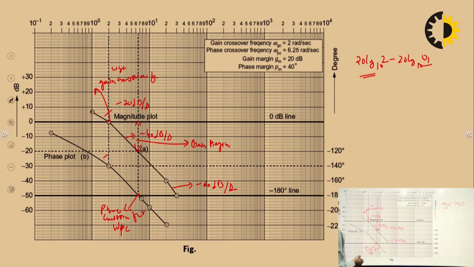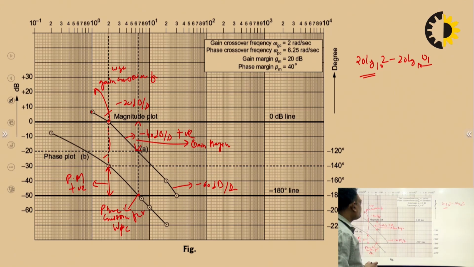Similarly, phase margin can be calculated if we draw a line from the gain crossover frequency to the phase plot, and from the -180 degree phase angle. This is the line of -180 degree phase angle. So you can see here, this is the phase margin, and it is measured above the -180 degree line, so it is positive. Gain margin positive, phase margin positive, so the system is stable.